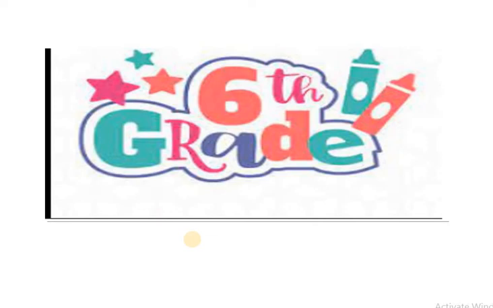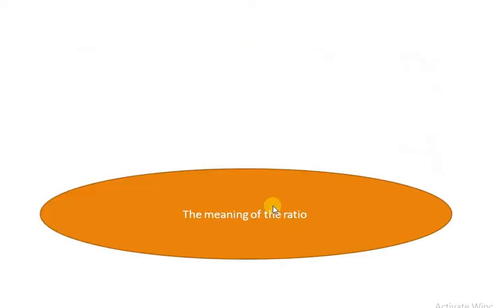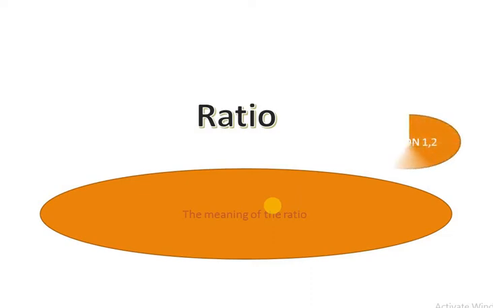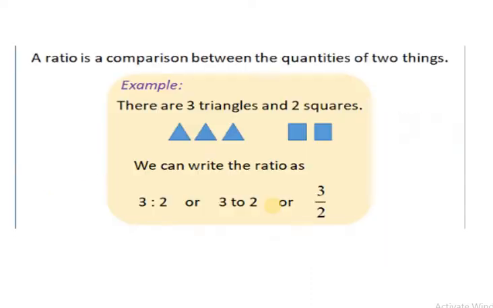This is our new lesson for this year, and the first term we will start with ratio. What is the meaning of ratio? All the term will go with ratio, okay? Here we will start with lessons 1 and 2. What is ratio? Ratio is a comparison between two quantities.